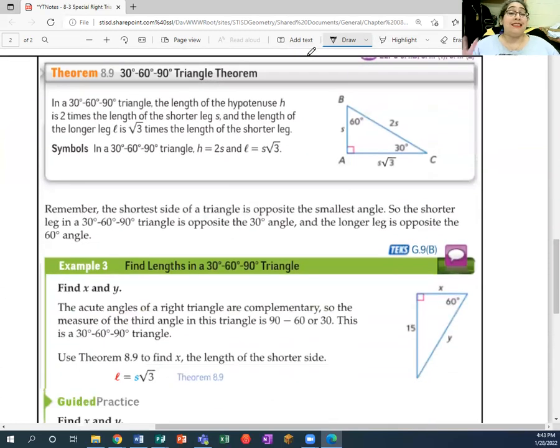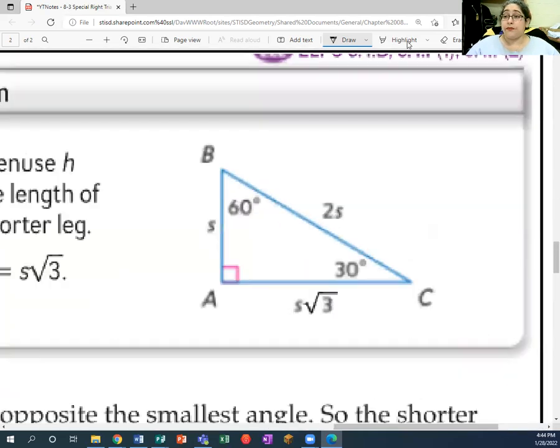All right, let's look at the second type of special right triangle. That is the 30, 60, 90 right triangle. This is a right triangle whose angle measures are 30 degrees, 60 degrees, and 90 degrees. And the relationships between the sides are a little different.